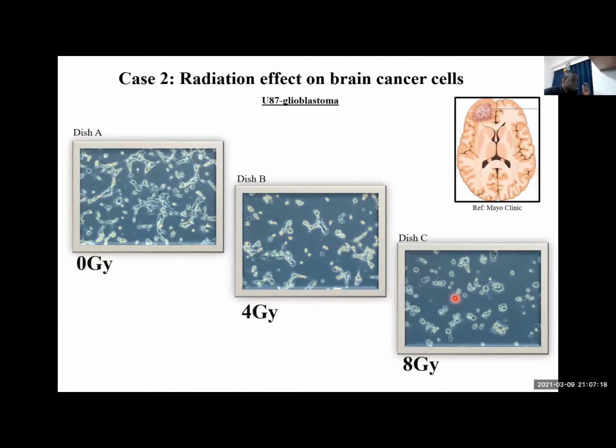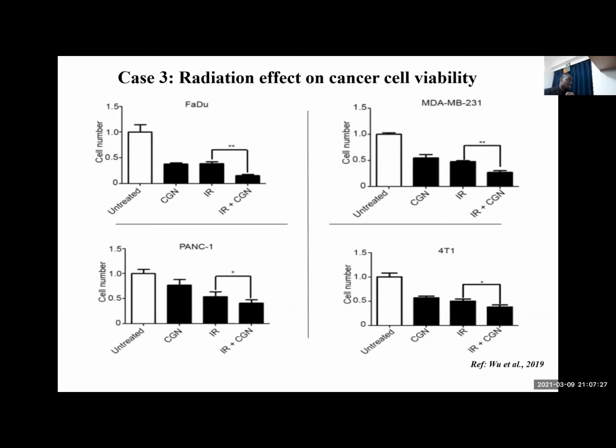We can actually see continuous cell death occurring. And of course, this shows us some of the effect of radiation on cancerous cells. A paper published in a laboratory in 2019 shows us the radiation effect on cancer cell viability. If you look at all of these cancer cells, from squamous carcinoma to 4T1 to pancreatic cancer cells to metastatic breast cancer, we can see that compared to the unirradiated groups, there is a decreased cell number when the cells were irradiated. And of course, this further proves what I've been trying to say.